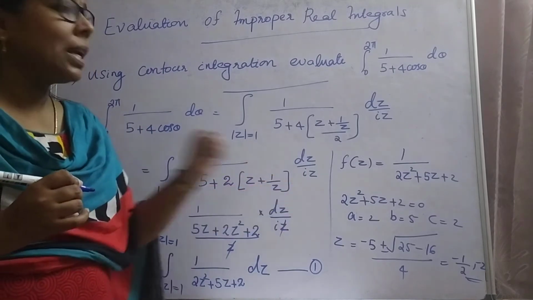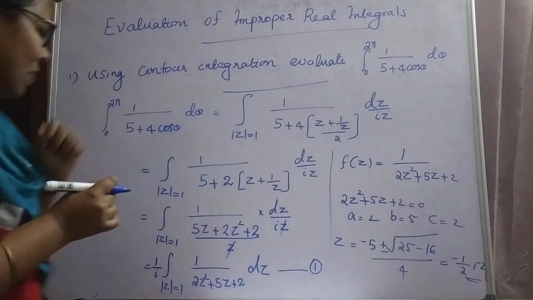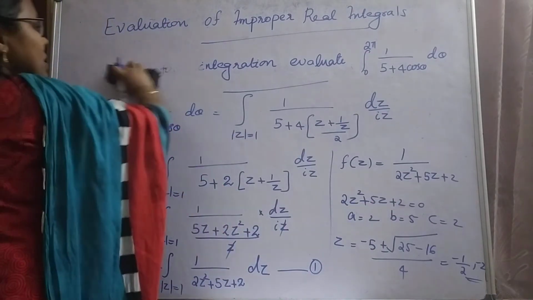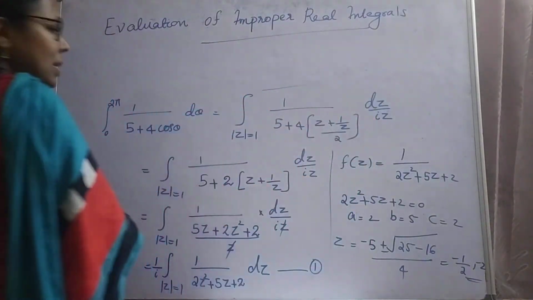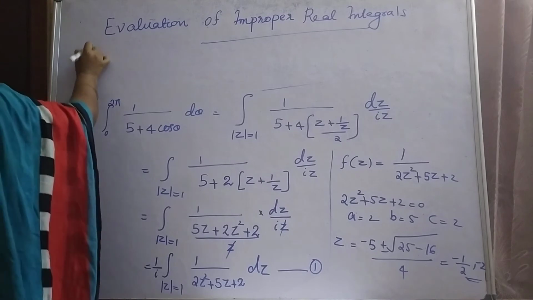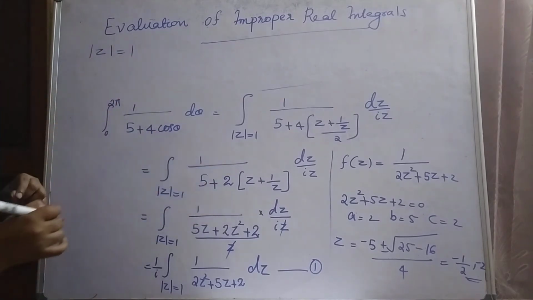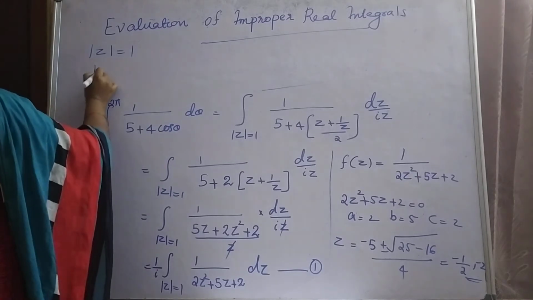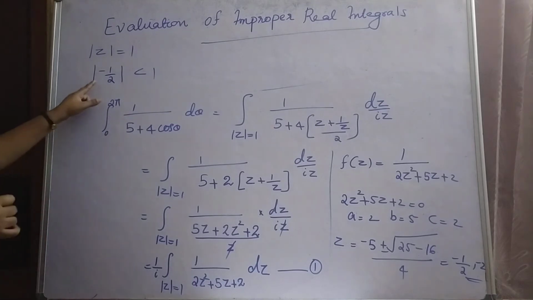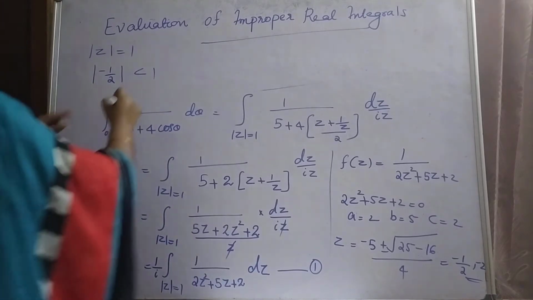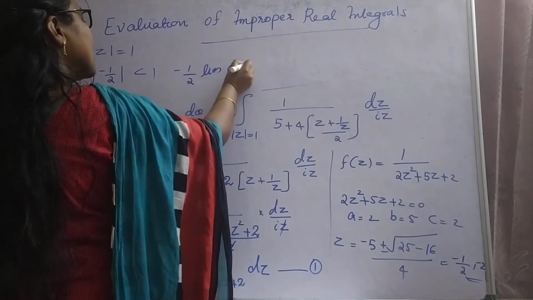Now we have to find which singular points are inside the contour. What is our contour? Our contour is mod z equal to 1, which is a circle with center 0, 0 and radius 1. Our points are minus 1 by 2 and minus 2. Here, mod minus 1 by 2 is less than 1. Therefore, minus 1 by 2 lies inside the contour C.